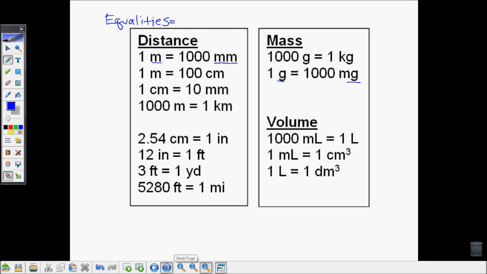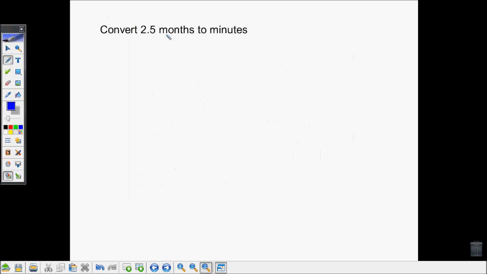In a problem, you'll be asked to convert one unit to another. For example, in this problem, we're asked to convert 2.5 months to minutes. This is about how long your summer break is. So we're going to figure out how many minutes you spend in summer break. So we have to convert months to minutes.